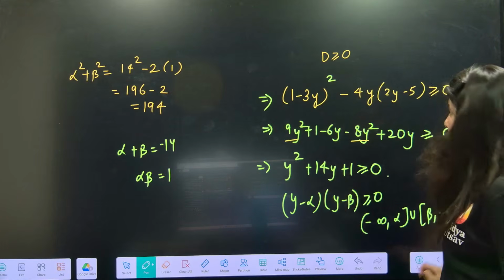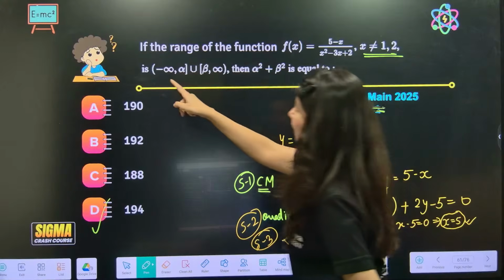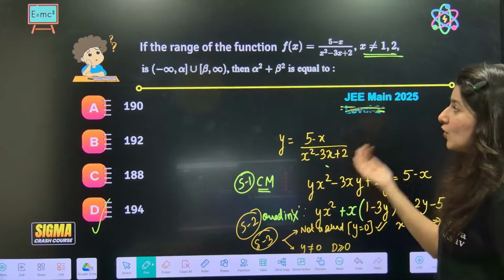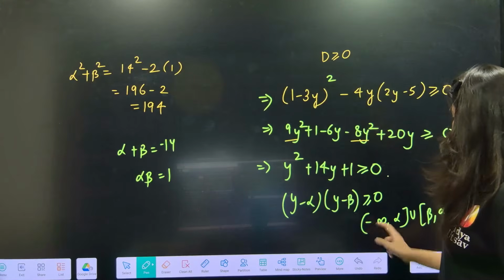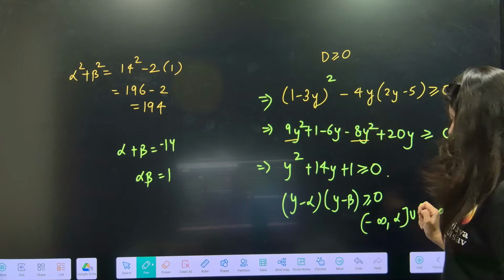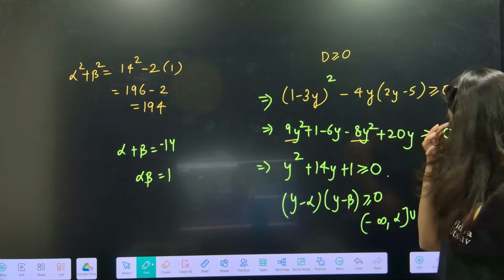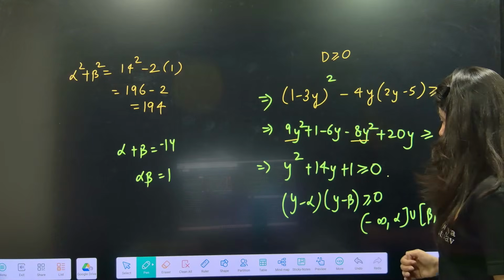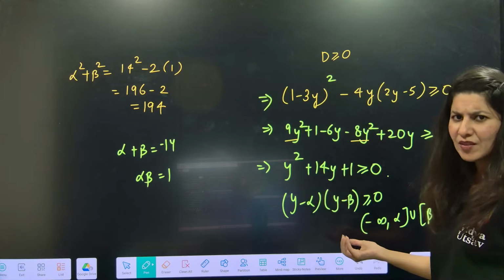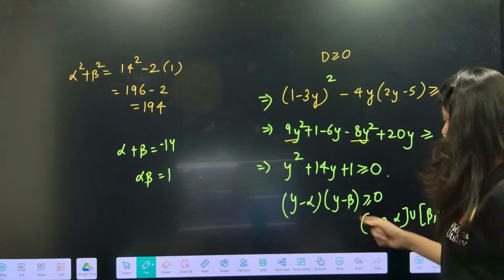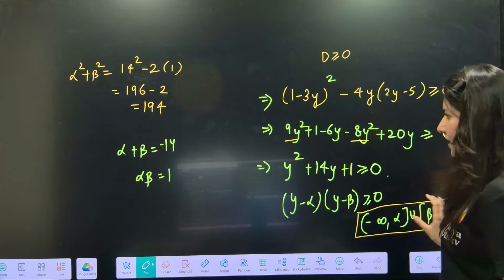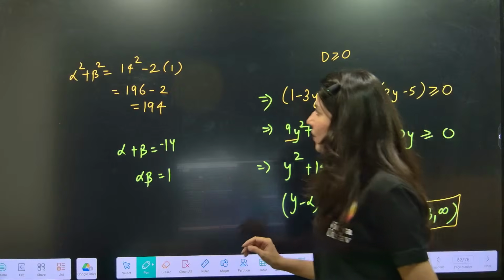So basically, if I go back and check, this is my answer, right? This will be the value of y. This will be the range, correct? Minus infinity to alpha union beta to infinity. Can you see over here? Now, because we cannot find the roots, I mean we can find them, but we don't need the roots, right? So this is what we are going to get, and method of intervals will give me this answer, right?